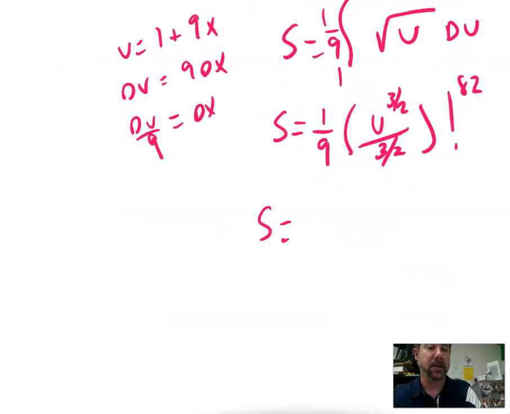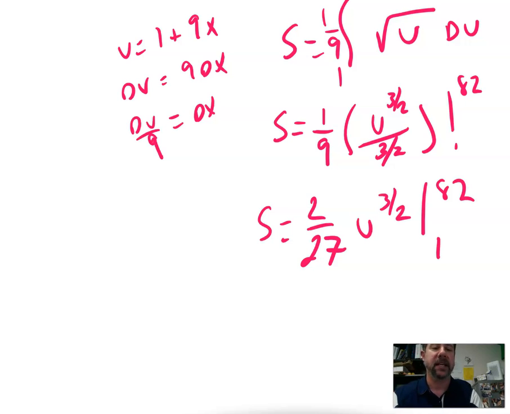That means my arc length is going to be 1/9 times 2/3, so 2 over 27, times u to the 3/2, evaluated from 1 to 82. And then you would plug these in. I did all that work just to remind us of little u-sub.